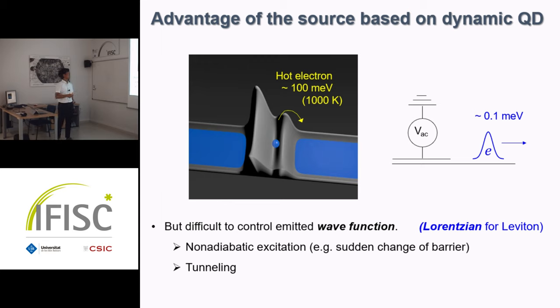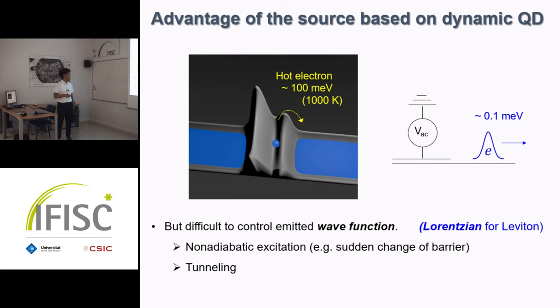The unique character is that this generates an energetically very hot electron, usually 100 electron volts above the Fermi level, and this energy scale corresponds to 1000 Kelvin, which is very hot. Compared to the other source that I showed you, the leviton, this electron excitation has a very small energy scale, sub-electron volts above the Fermi sea. Because this hot electron is energetically separated from the Fermi sea, we can effectively decouple this single electron from the Fermi sea.